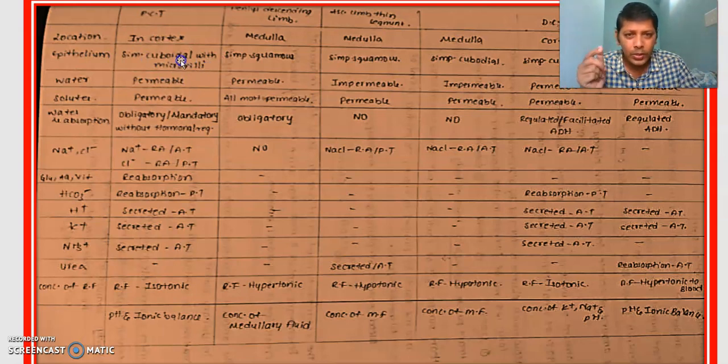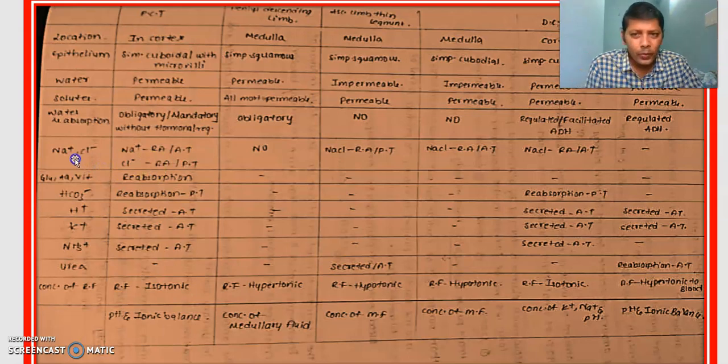What type of tissue is present here? The epithelial tissue. What type of epithelial tissue? Simple cuboidal epithelium. The study of tissue is called histology. Is it permeable to water? Yes. Is it permeable to solutes? Yes, permeable. And water reabsorption, what type of water reabsorption takes place here? Obligatory, compulsory, it must happen, mandatory, without hormone regulation.